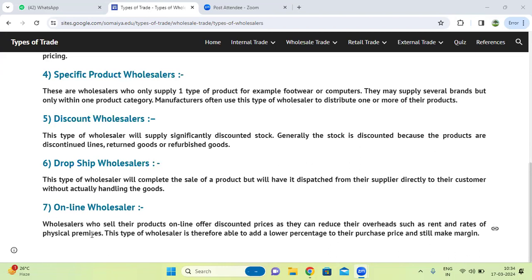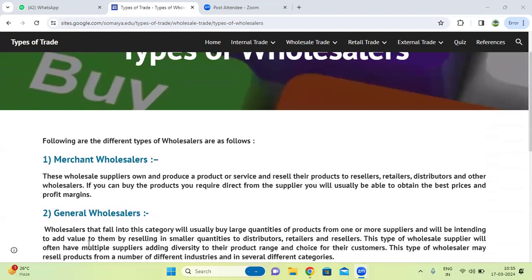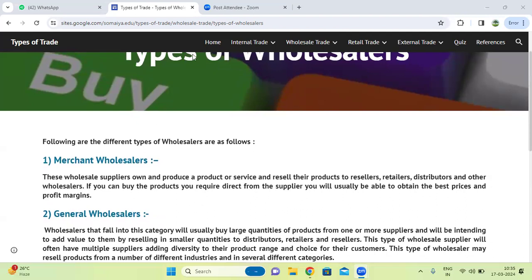Online wholesaler. The online wholesaler sells their products online, so they can offer discounted prices as they reduce their overheads, such as rent and rates of physical premises. This type of wholesaler is therefore able to add a lower percentage to their purchase price and still make a margin. So this is the different types of wholesalers.